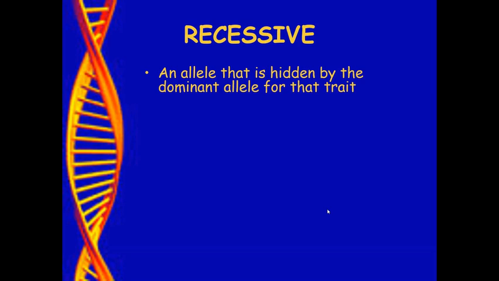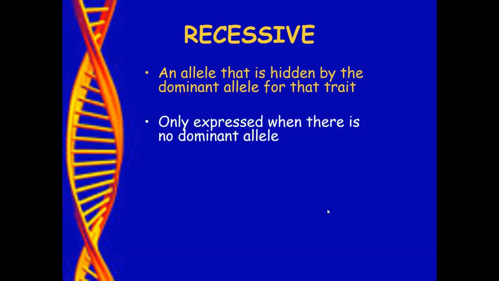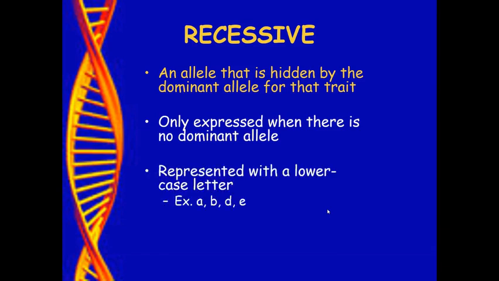All right, let's talk about recessive. A recessive allele is an allele that is hidden by the dominant allele for that trait. So if you have one recessive allele and one dominant allele, you will not see the recessive allele. So it'll only be expressed when there is no dominant allele. So if you have 2 recessives, you'll see that trait. Otherwise, you won't. And we represent these with a lowercase letter. So again, we choose pretty much any letter we want. We try to choose letters that look different, capital and lowercase, but there's no strict requirement on that.